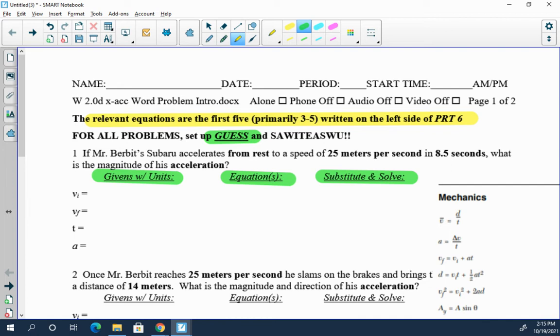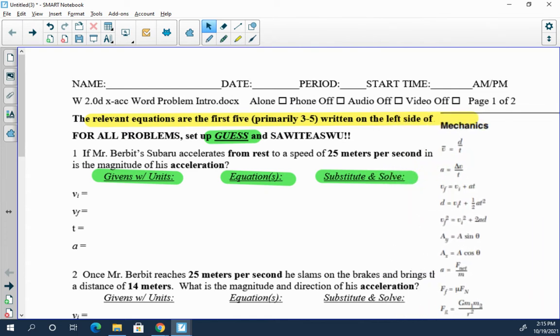If you take these 5 steps as you approach any word problem, you are highly likely to get it correct. If not, the likelihood goes down. This works all year, so a very important protocol to get used to. All right. Sometimes we informally call this our givens with units. All right. So back over here.